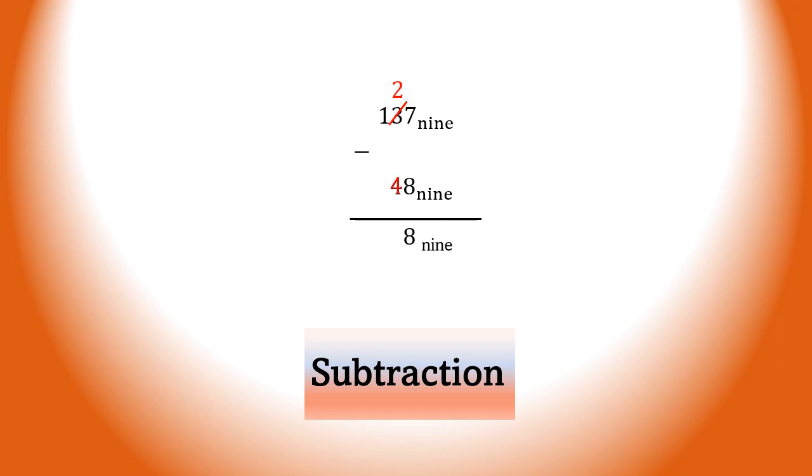Now we need to subtract 2 minus 4, we can't, so we need to borrow. The 1 will become 0, and the 1 we borrow will become 9. But already we have 2, so 9 plus 2, that's 11. Now 11 minus 4, that's 7. So the answer to our example is 78 in base 9.